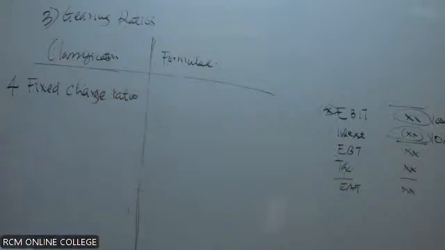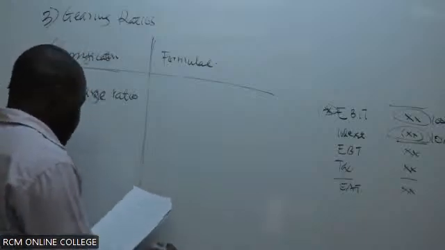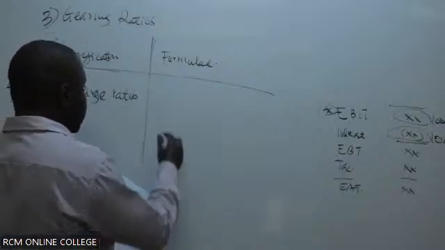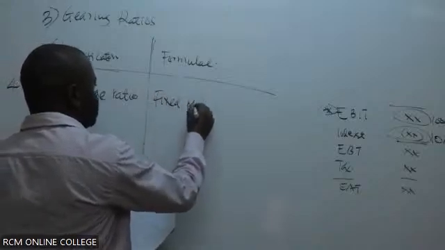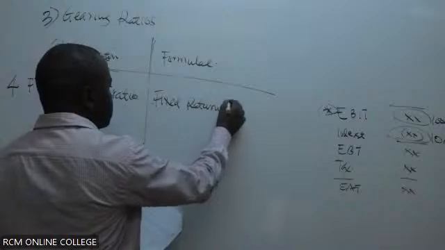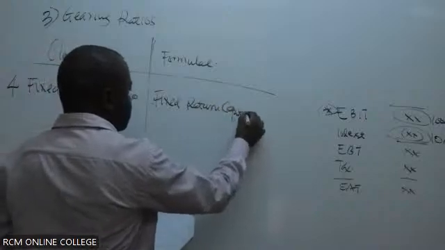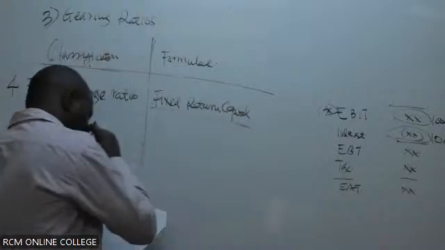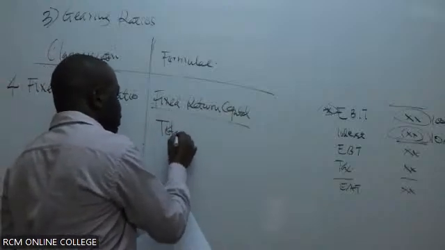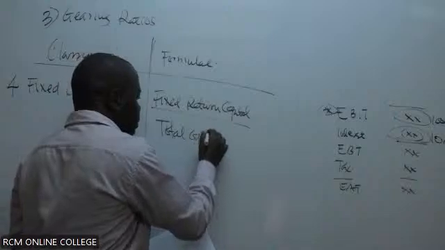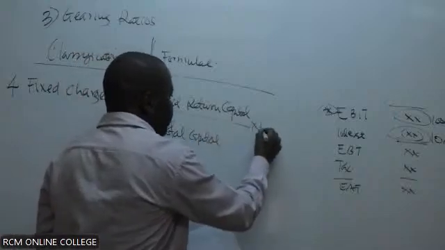So fixed charge ratio. So what is the formula? You take fixed return capital, divide by total capital, then you multiply by 100%.